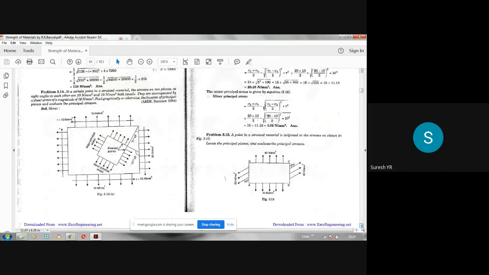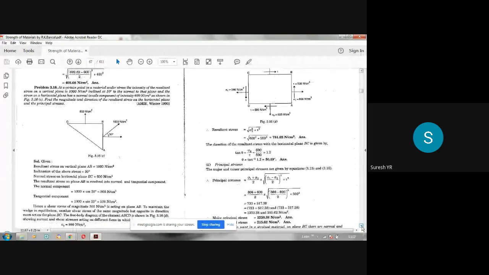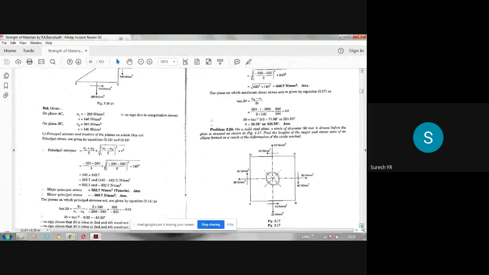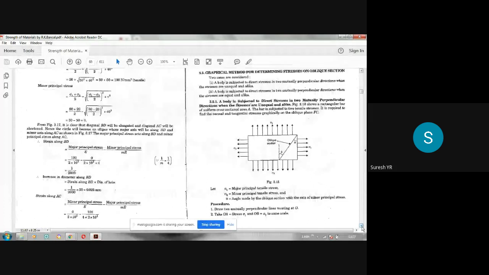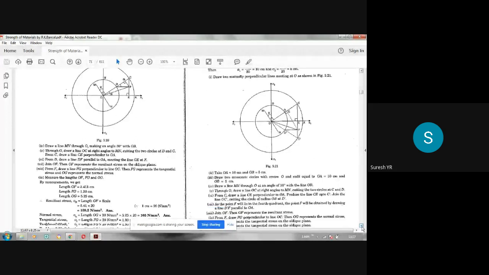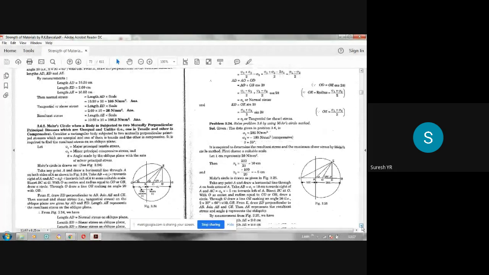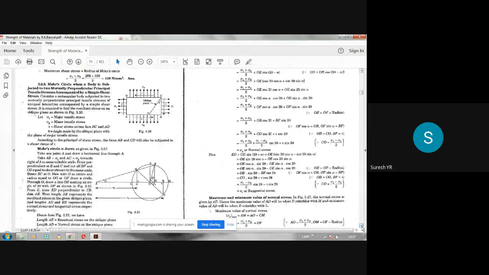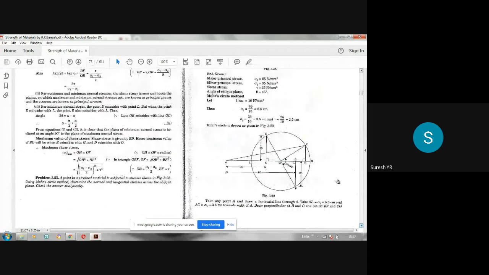So already we have discussed the analytical method of finding principal stresses and principal strains. Today we will see the graphical method, which is also called Mohr circle method. So which is done on a graph sheet. So understand how to draw the graph and how to obtain the value of the principal stresses from the graph. That's what we are discussing today.